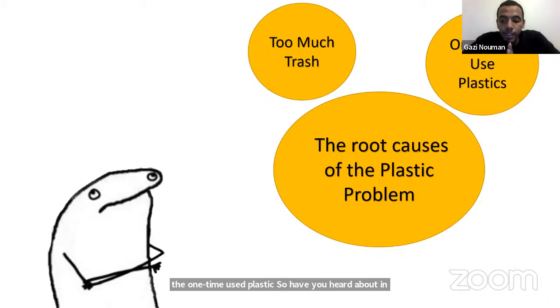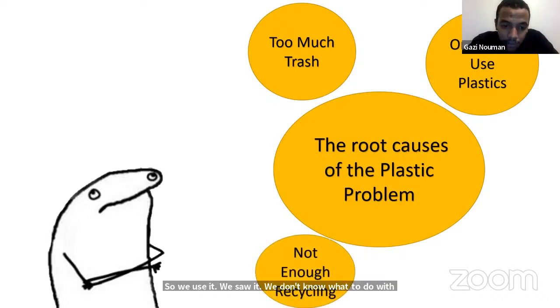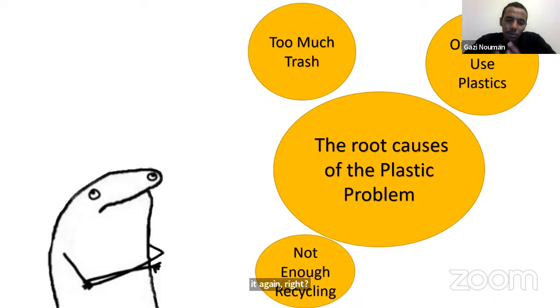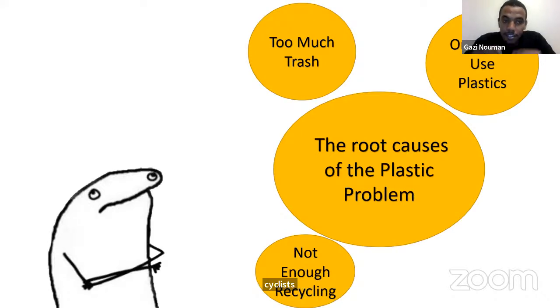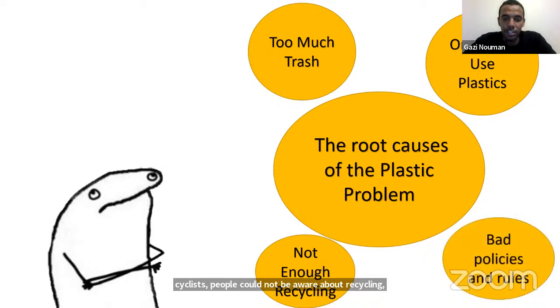This is a bylaw that has been launched in Edmonton, and some things we use only one time, like plastic straws or forks, are a big problem. We use it, we throw it, and we don't know what to do with it again, right? There could also be not enough recycling. People could be unaware of recycling, or they could do recycling in the wrong way, right? This could be a cause as well.